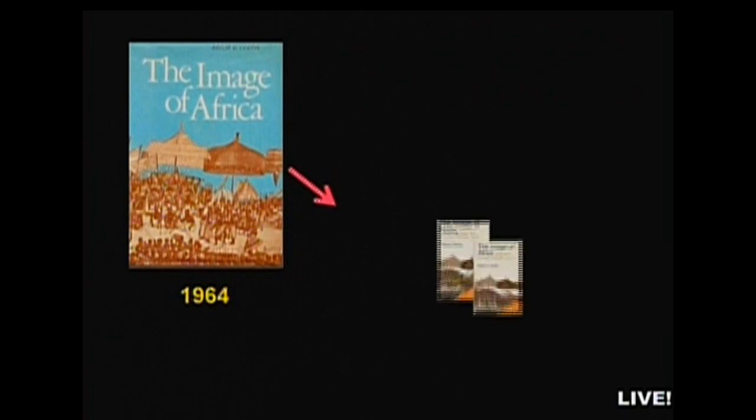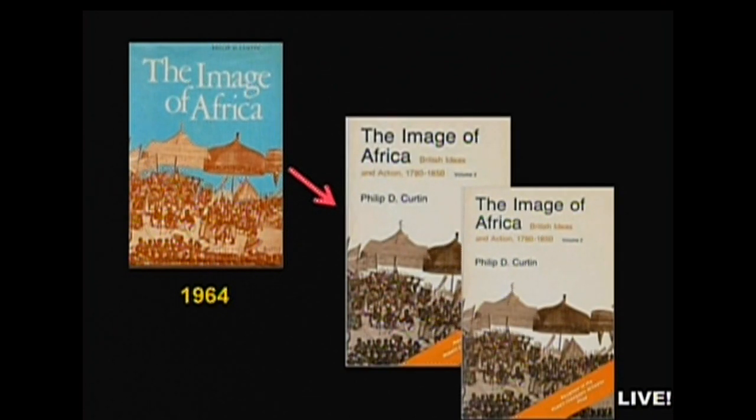One of the persons who worked a lot on the images of Africa back in the 1960s, 50s and 60s really, was a scholar named Philip Curtin, who put out a book in '64 called The Image of Africa, and it was so popular it came out later in a 2-volume set, which he expanded a bit, same title. Philip Curtin kept 2 volumes before us to think about the images of Africa before 1900, basically. Its date is British ideas and action as 1750 through 1850.